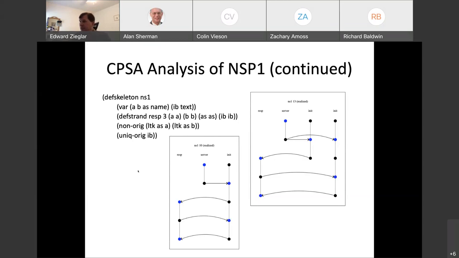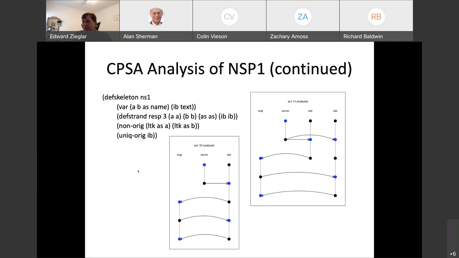The additional shape, 13, occurs because we haven't said that the initiator generates a fresh value. So that nonce, IA, if it's not fresh, then it is possible that you could have two runs of the initiator start, both of them generate the same message and send it off to the server, but only one of them is going to be communicating with the responder. So it's not an attack, but it is just another thing that CPSA will do in the analysis.